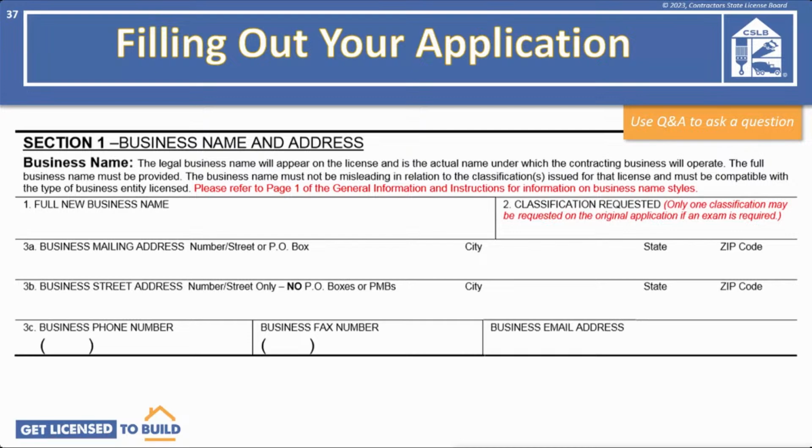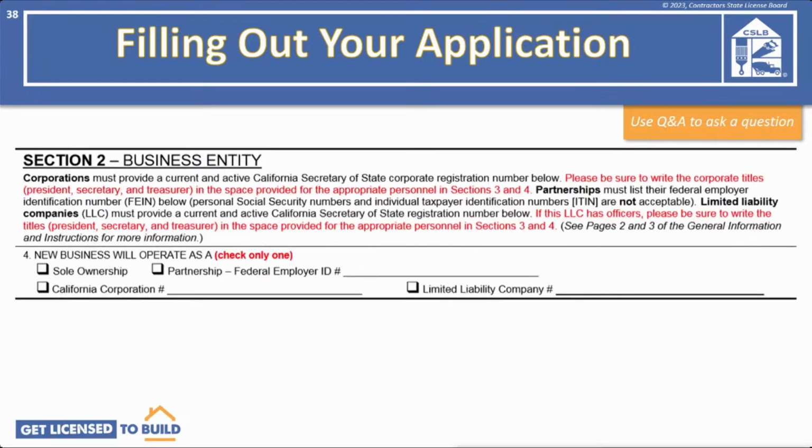Parts of the application, Section 2, business entity. In Section 2, you will select your business entity. If you are applying for a corporation or LLC, you will need to provide your registration number provided to you by the California Secretary of State's office. Make sure to pay extra attention to the instructions in this section pertaining to the entity for which you are applying.